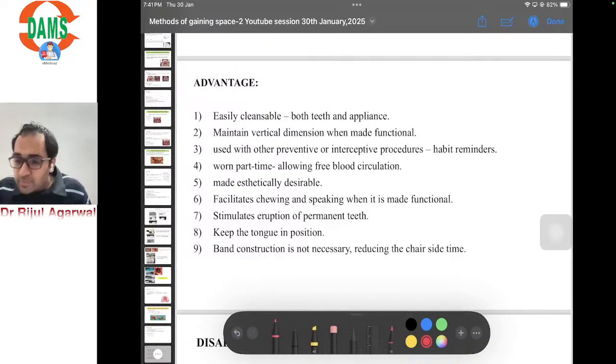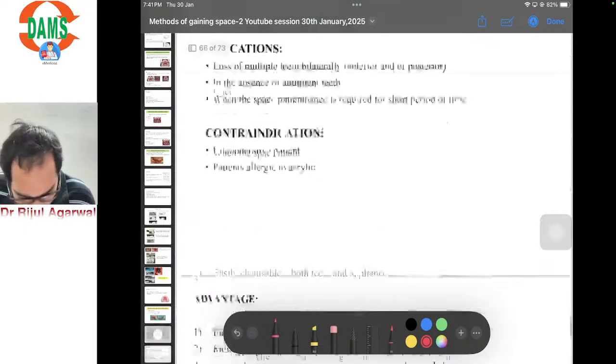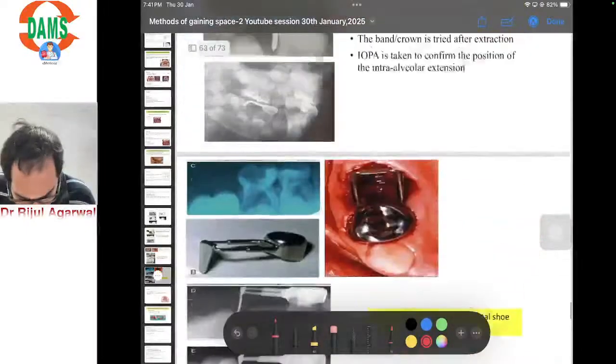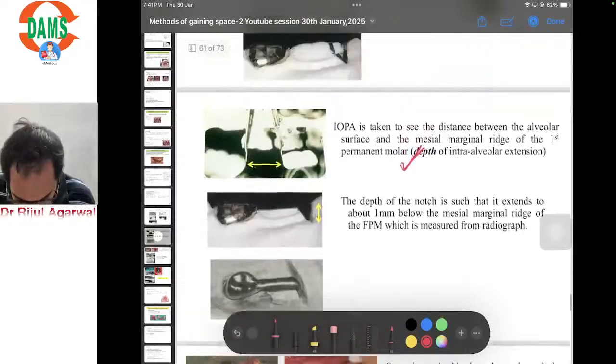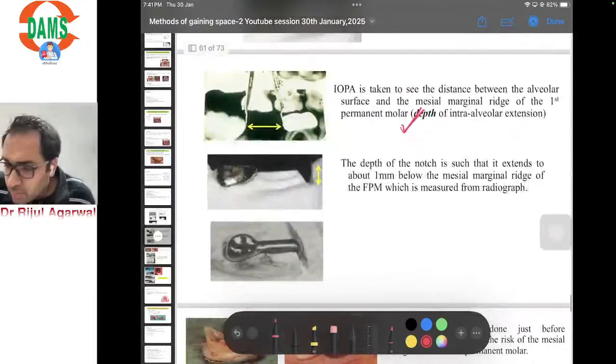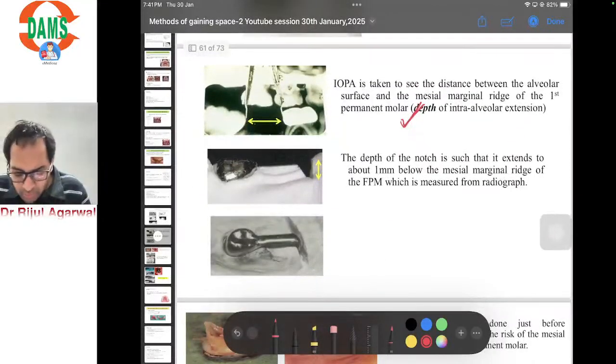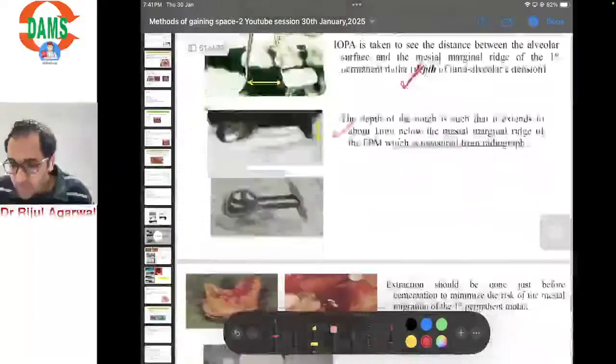Is it 1 mm or 1.5? What to choose, sir? Can you tell me, are you asking about the distal shoe? So Bhavna, it's 1 mm below the mesial marginal ridge of the first permanent molar in the distal shoe, if you're asking about the same.